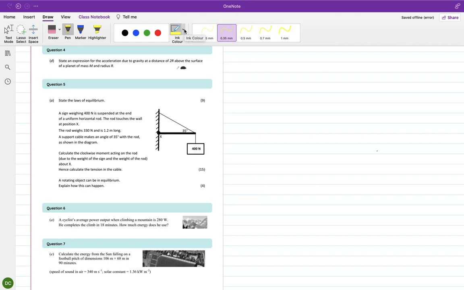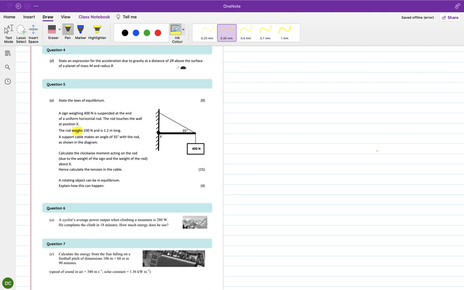Right, so state the laws of equilibrium, I think you have that one, so I'm just going to concentrate on this middle bit. So the sign weighs 400 newtons, it's suspended at the end of a uniform horizontal rod. The rod touches the wall at position X, which is in the picture. The rod weighs 330 newtons and is 1.2 meters long.